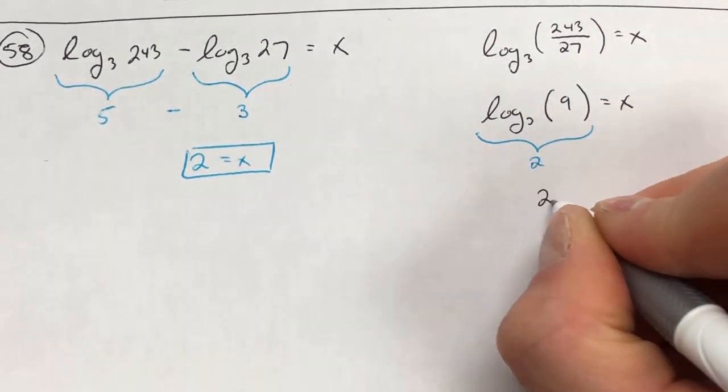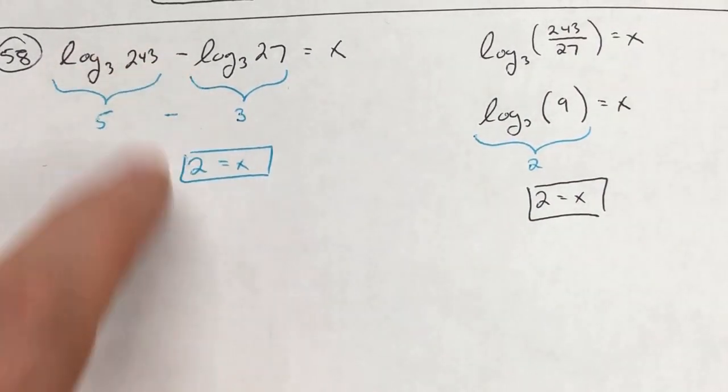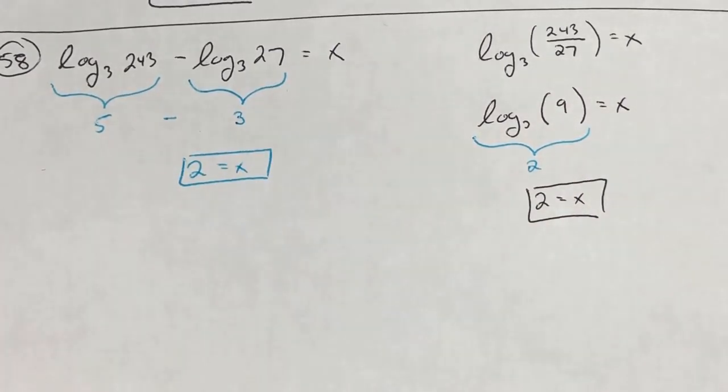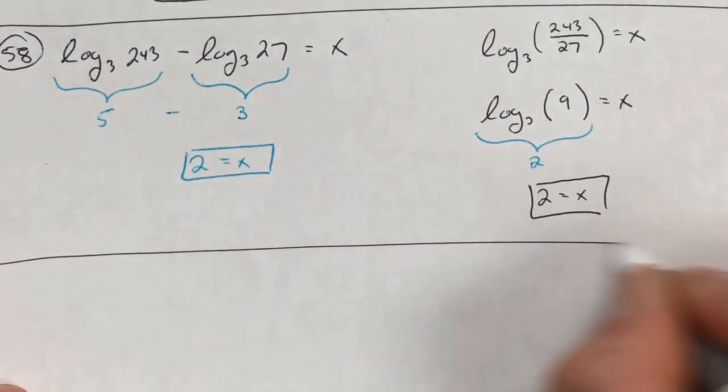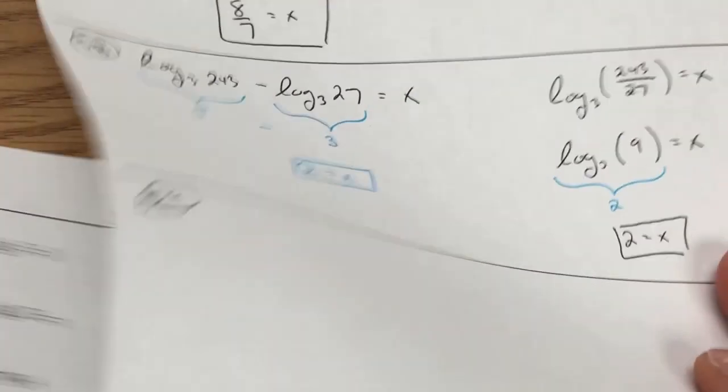So we see that no matter how we do this, we get the same answer. Here I evaluated each individual log term, here I combined them and then evaluated them, but I get to the same thing. So that's number 58. Let's take a quick look at 59.